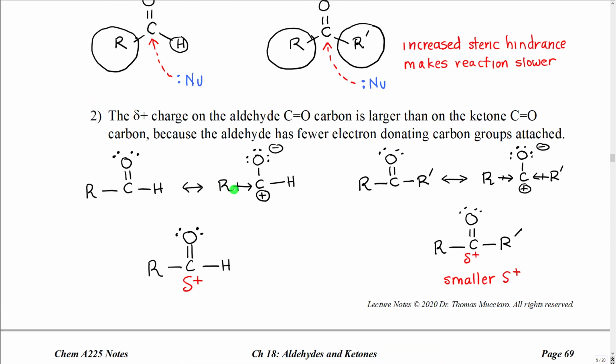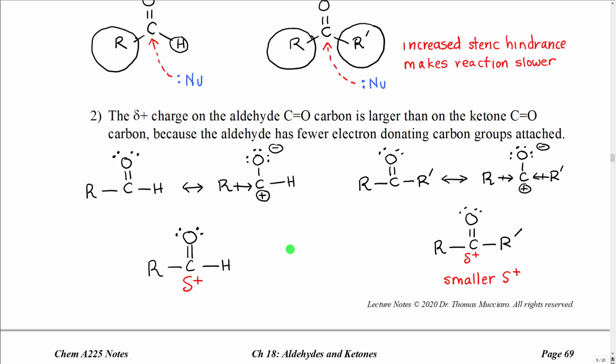The other interesting thing is there's an electronic effect. When we look, we can see that an aldehyde in its reactive resonance structure, the resonance structure that has effectively a carbocation on the C double bond O carbon, has only one carbon group attached to that carbocation. In contrast, when we look at the ketone resonance structure, it has two carbon groups.